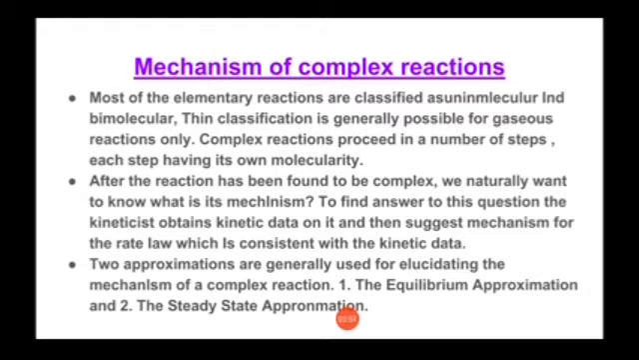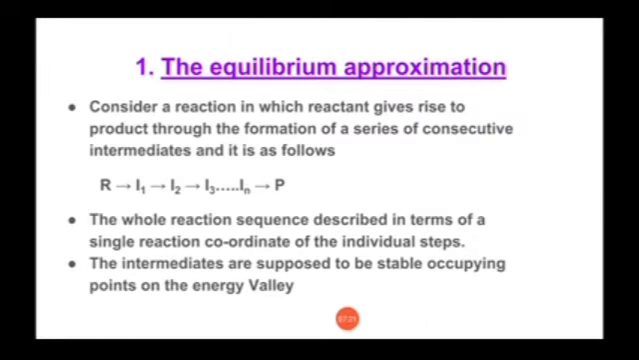And two approximations are generally used for elucidating the mechanism of a complex reaction. First is equilibrium approximation, and second one is steady state approximation. Now we'll discuss these one by one. So first is equilibrium approximation.